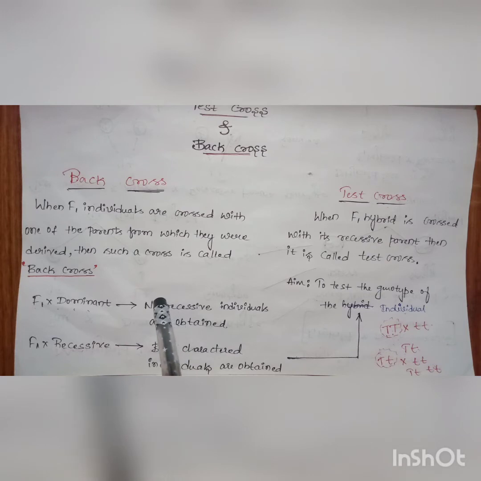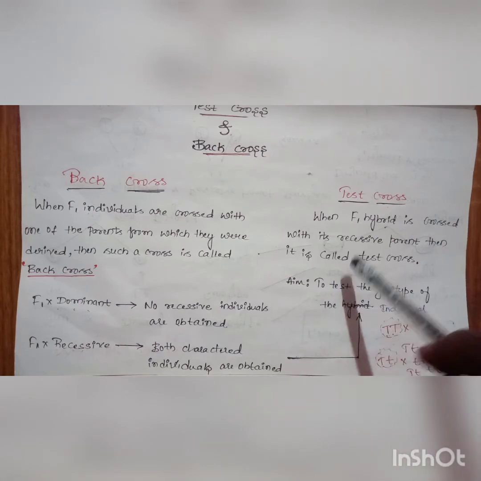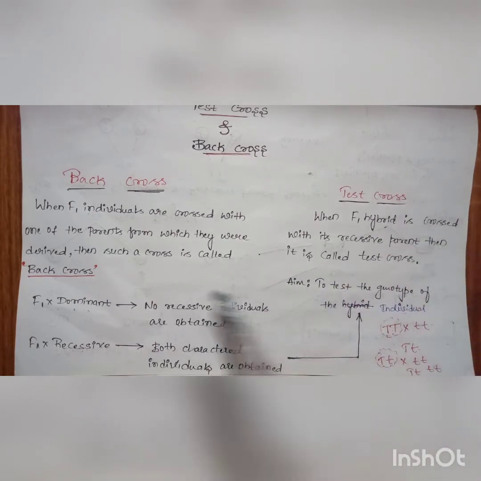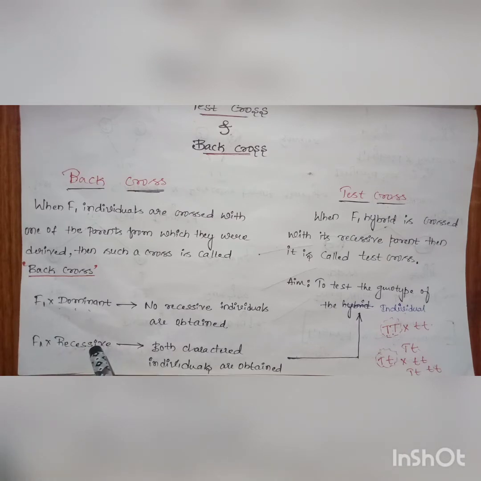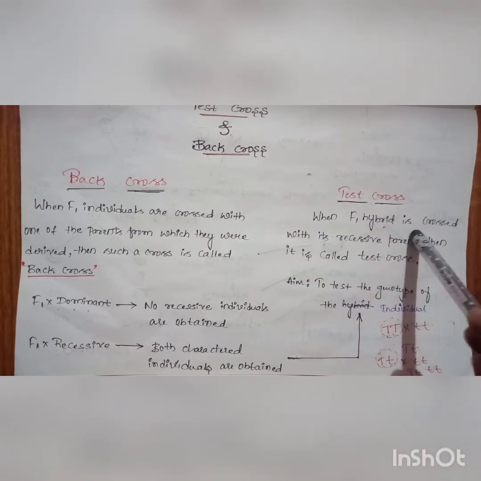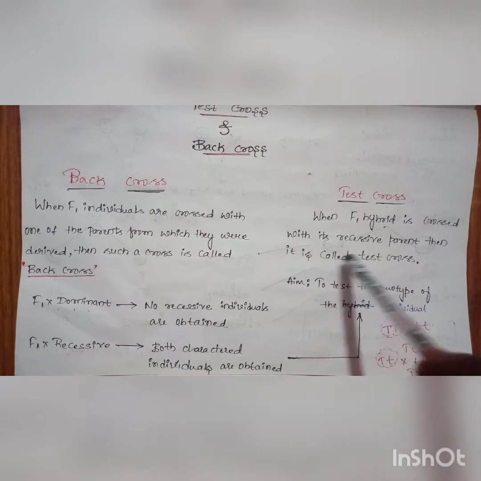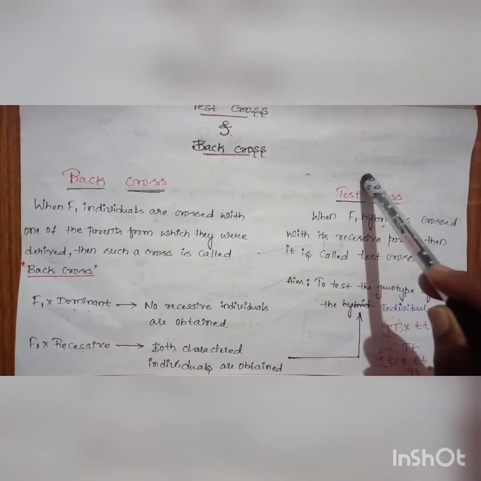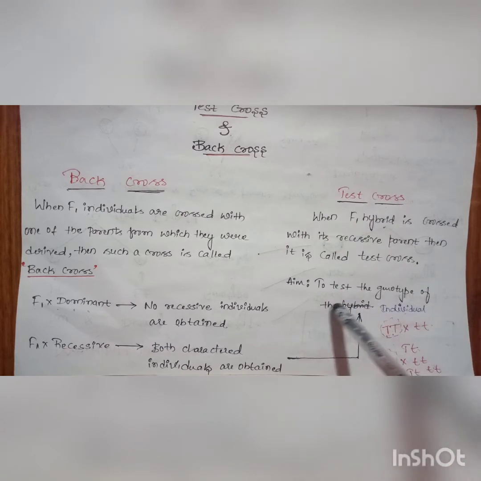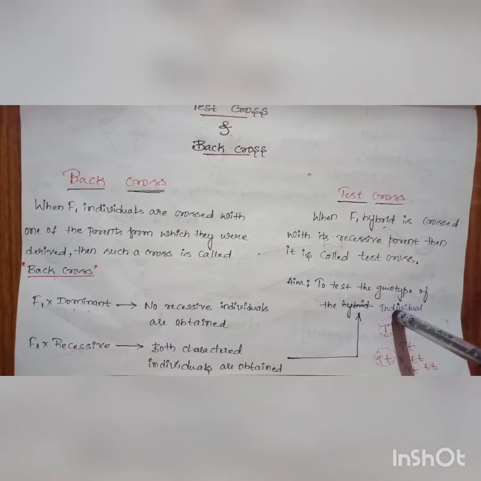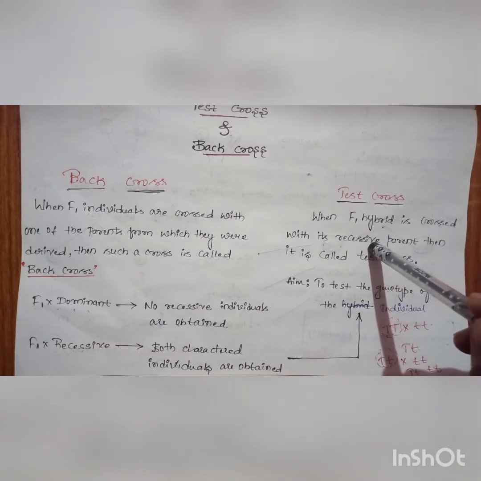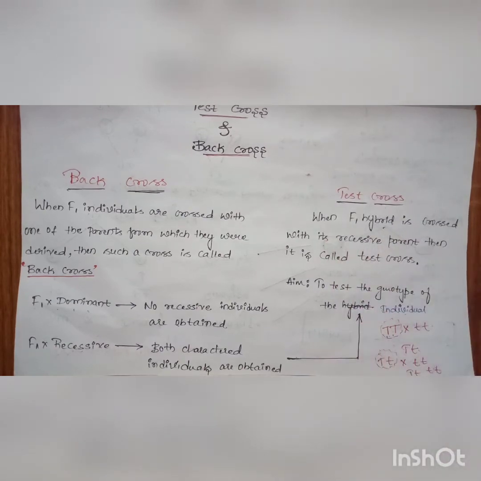Dear students, you are going to know about this while doing monohybrid test cross and dihybrid test cross. When F1 hybrid is crossed with the recessive parent, then such a cross is called test cross. It is so called because it is used to test the genotype of an individual. Whether the individual is heterozygous or homozygous can be detected or predicted by using this type of cross. That's why it is called test cross.